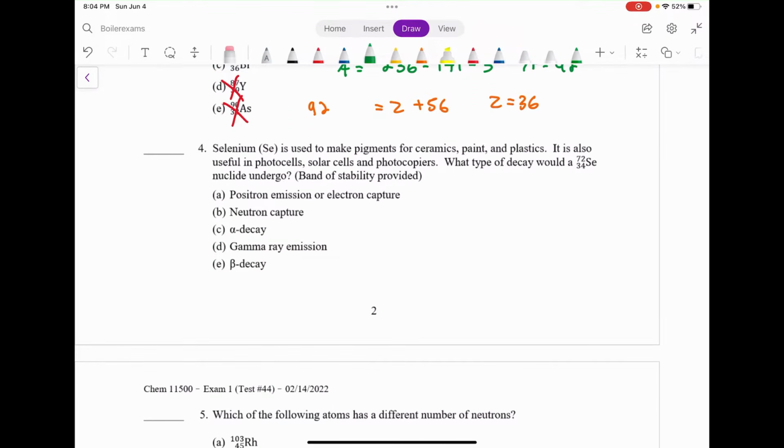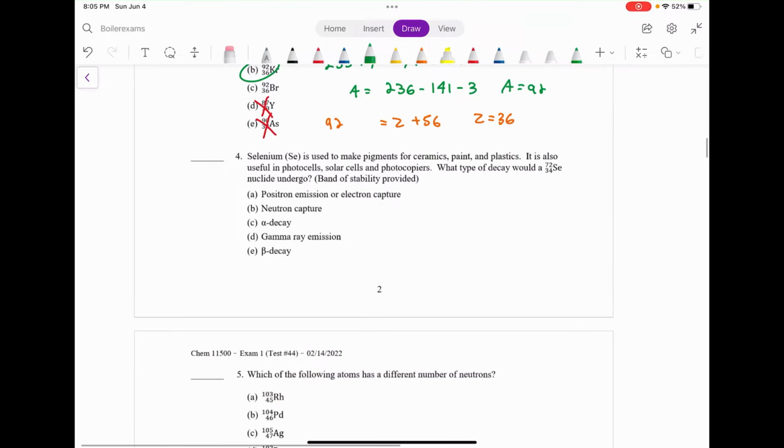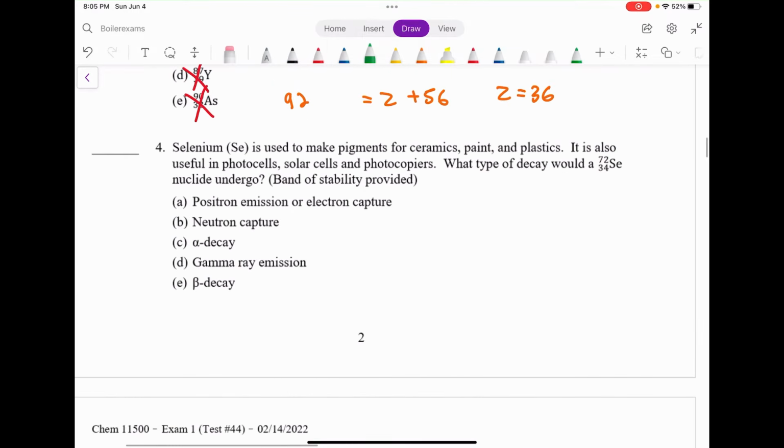Selenium is used to make pigments for ceramics, paint, and plastics. It is also useful in photocells, solar cells, and photocopiers. What type of decay would a mass number 72, atomic number 34, selenium nuclide undergo? Band of stability provided. Okay, so let me just remember these. We're going to need the band of stability for this one. Did I? Okay, I did not put it here. We have mass number 72, atomic number 34.